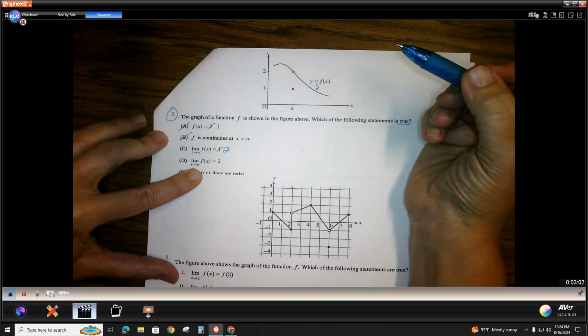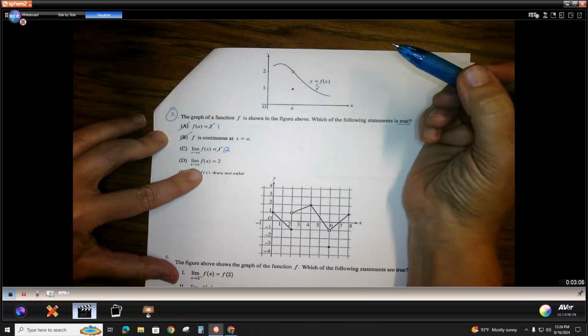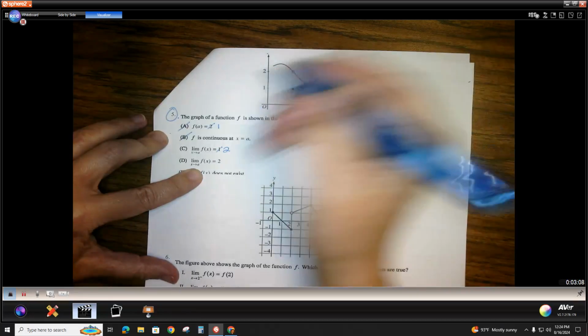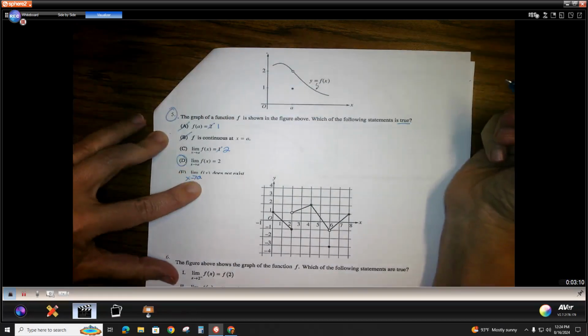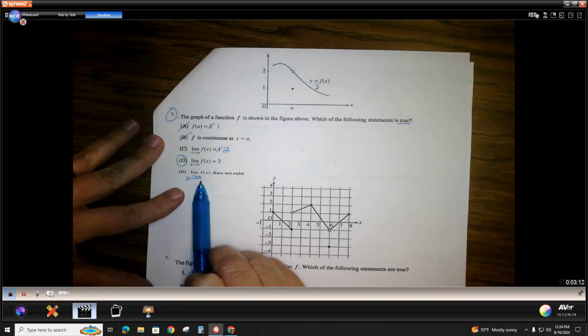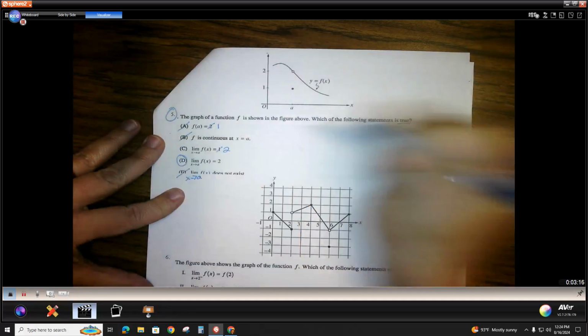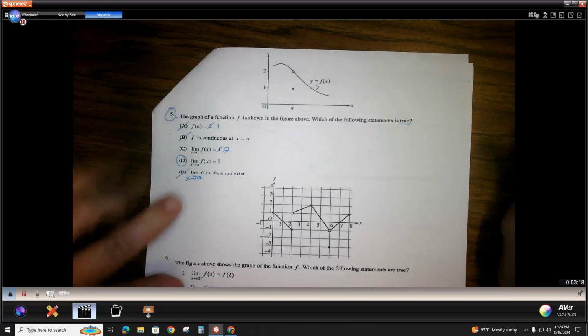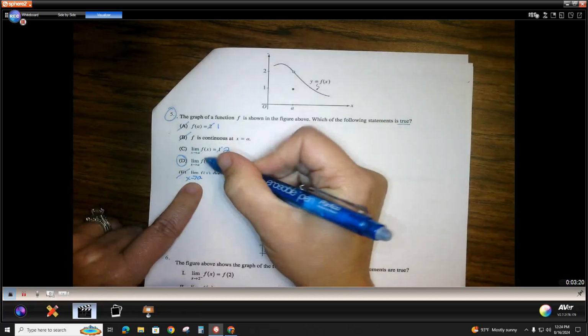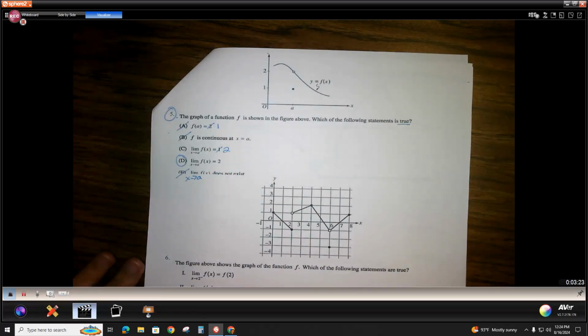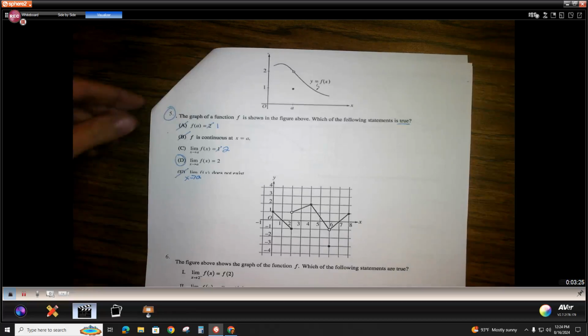The limit as x approaches a of f of x equals 2. We just said that that was true. And the limit as x approaches a of f of x does not exist. We already said it's 2, so that makes that not true. If yours got cut off, I think it's supposed to be x approaches a, since that's the point we're talking about. So D is our correct answer.